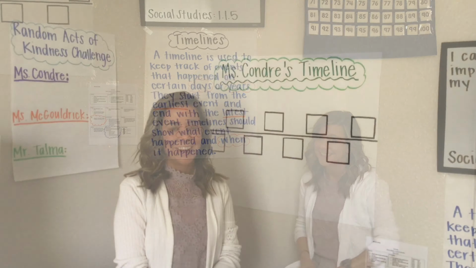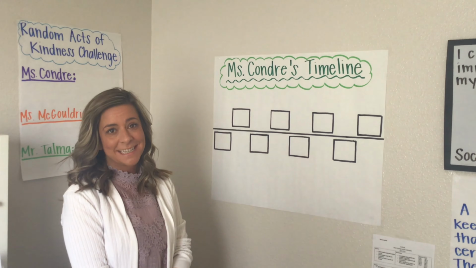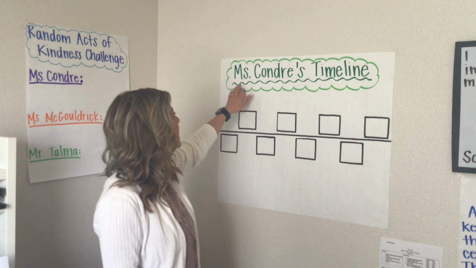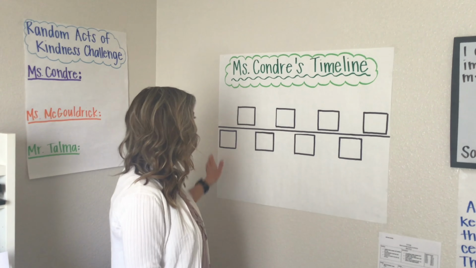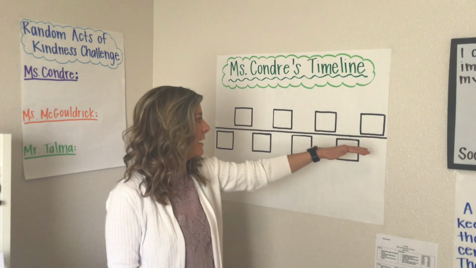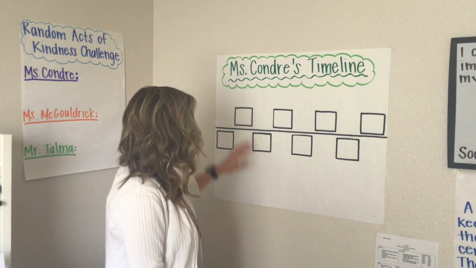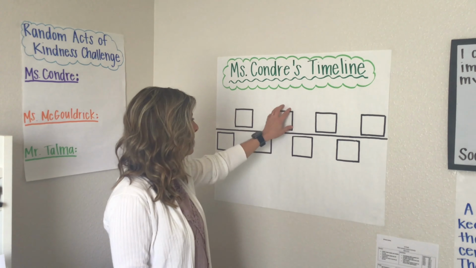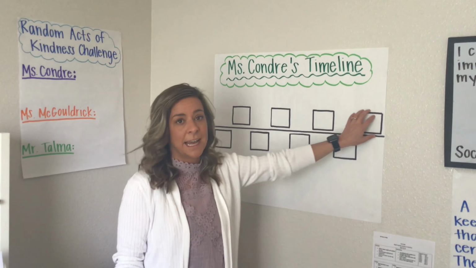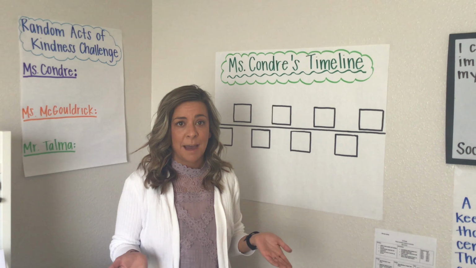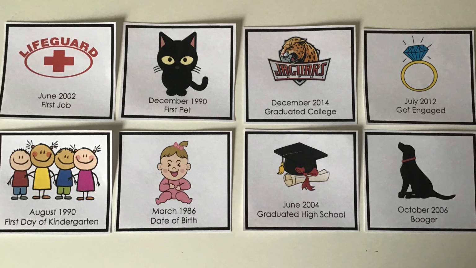Okay, so the first step in creating your timeline is to title your timeline. My timeline is simply called Miss Condre's Timeline. In the middle of the paper, I have drawn a line. That will be my timeline. On the tops and bottoms of my line, I have drawn boxes. That's where I will include what event happened and when it happened.